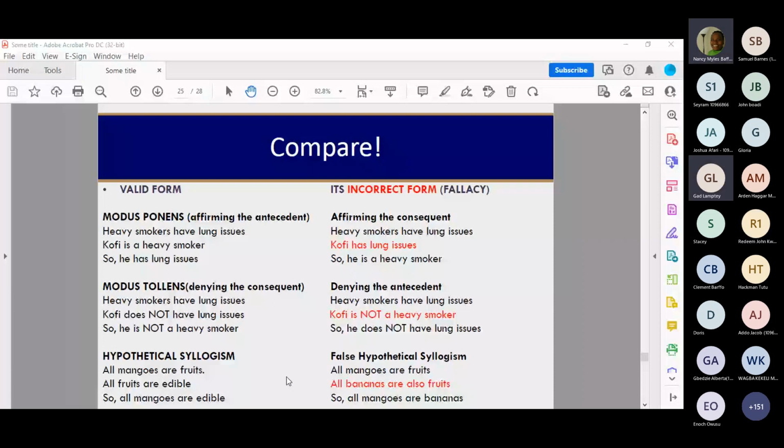Invalid. Not valid because you are denying the antecedent. Can you all see that? Denying the antecedent is invalid. Now, it is not valid because I again negated the antecedent, and then I concluded by negating the consequent.